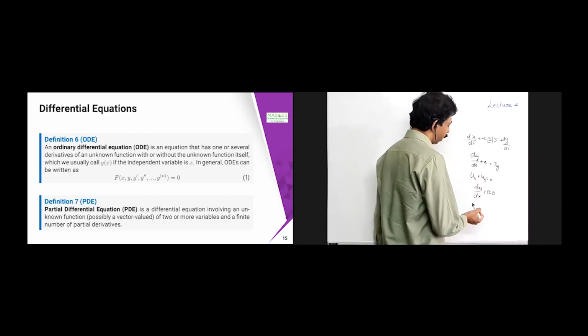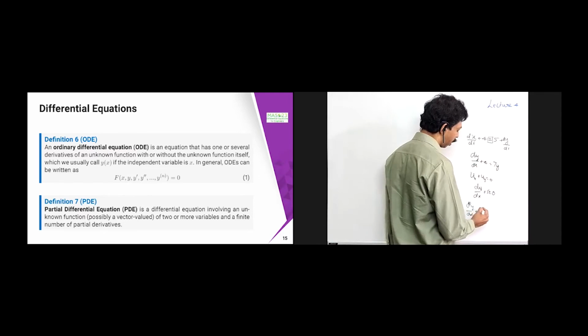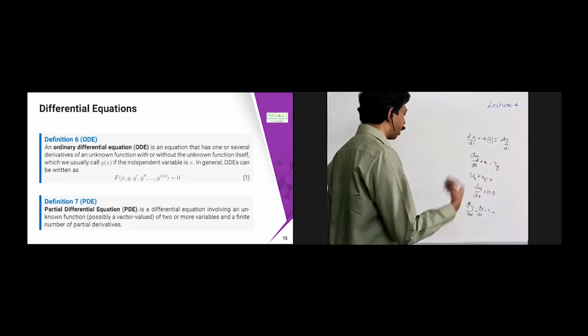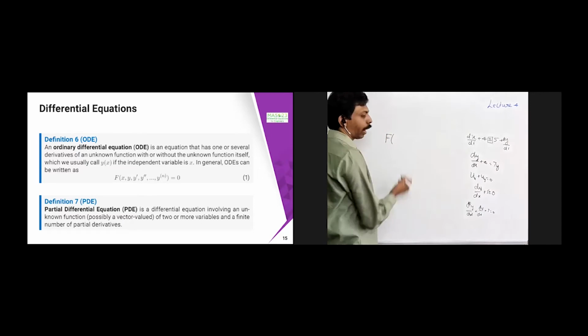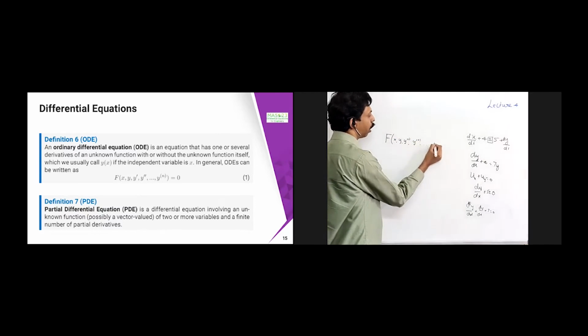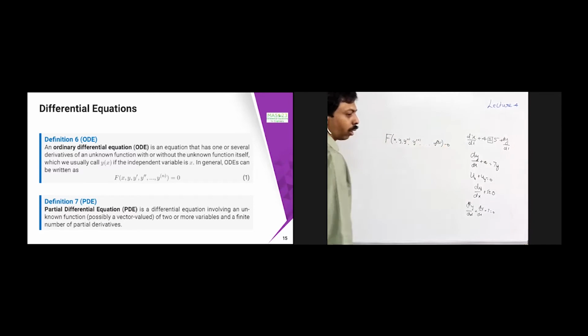Or I can take a second order derivative, d square y by dx square plus dy by dx plus 7 equal to 0. Something similar to that I can define. In general, I can define a function F, which can involve x, y, y1, y2, the derivatives, up to yn, and this is equal to 0. This I call an ordinary differential equation.